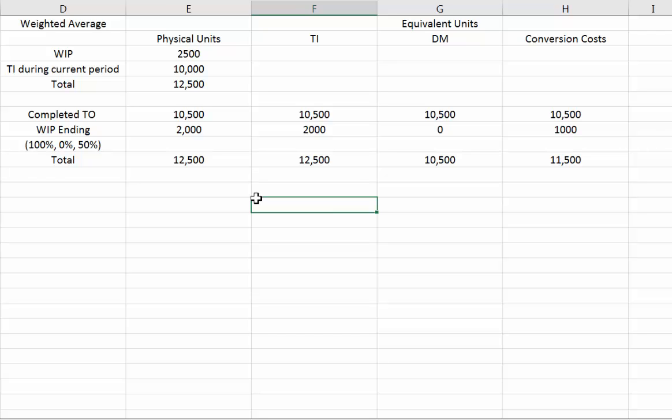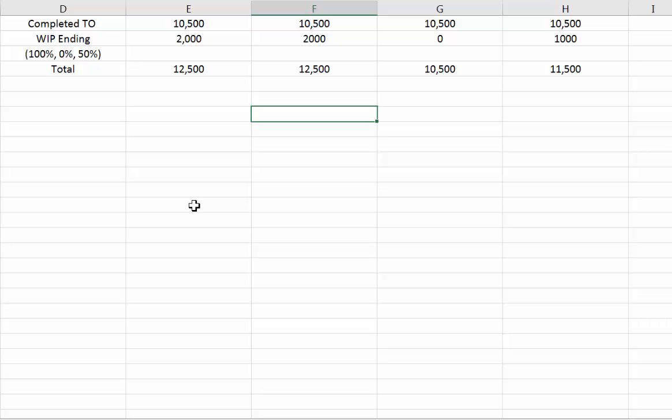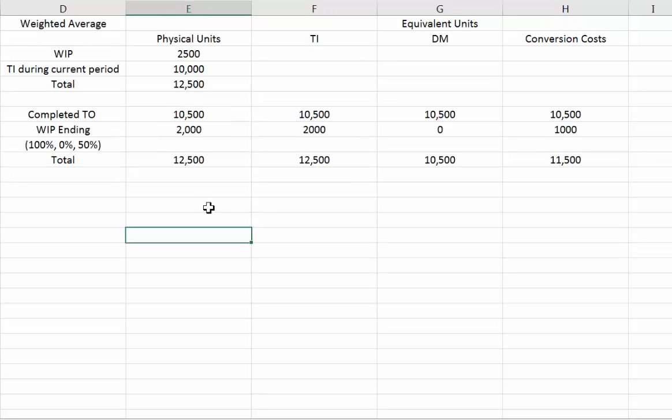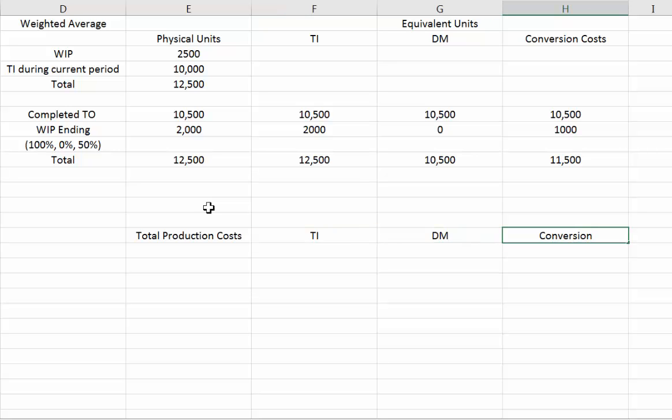So the next is, now we can jump into the step 3, 4, and 5 to find out assignment of costs. So let me move this a little bit here. So here I'm going to take a look at total production costs. Okay, and once again we have TI, DM, and the conversion. Okay, so perfect. So now let's take a look at what we have here. So step 3 is right here.